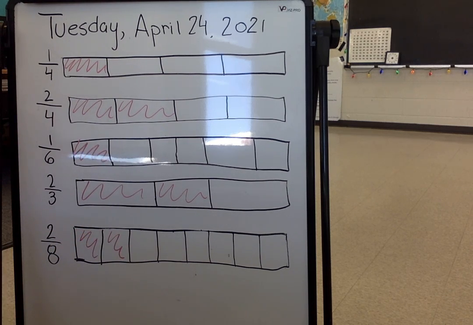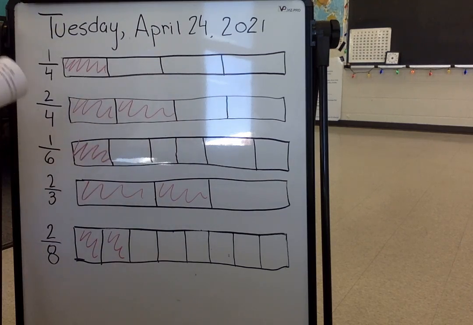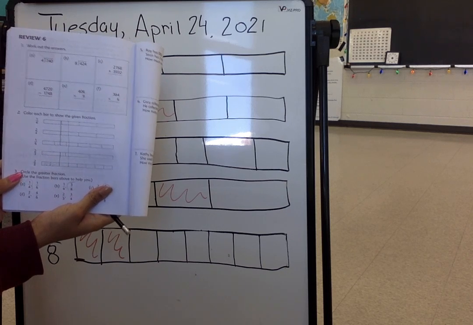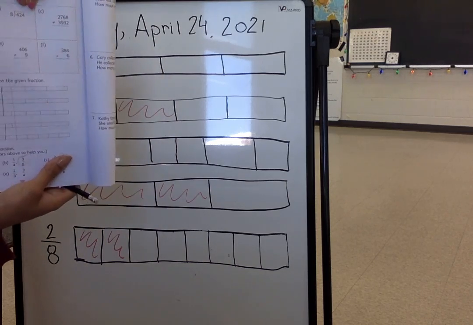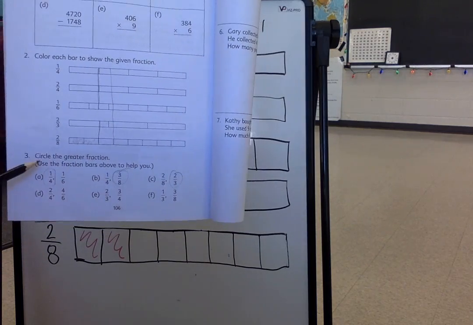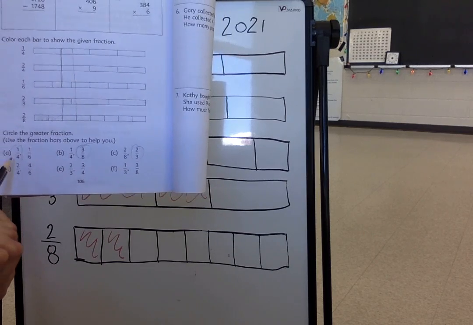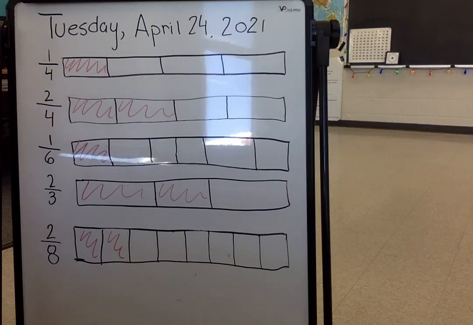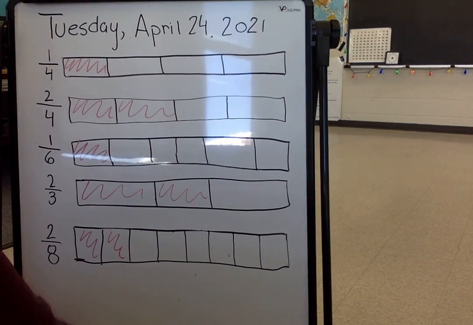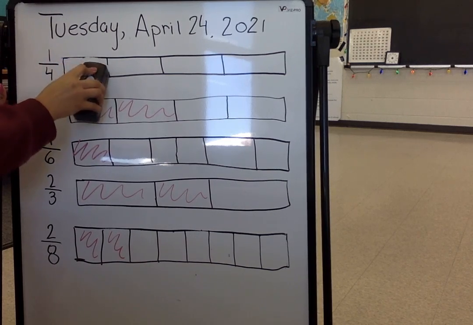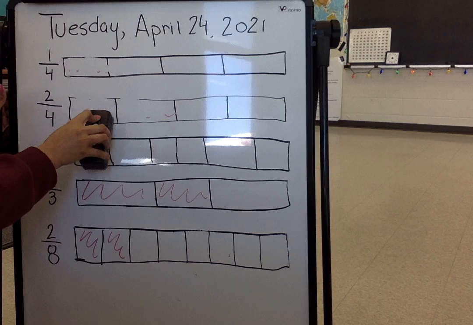Okay. Now, your second question says you need to use these bars to help you do the questions at the bottom, and you need to circle the greater fraction. The first one is circle the greater fraction. They're saying use this to help you. I'm going to bring my book closer and you'll see what I did. 1 over 4 is the bigger fraction, because we have 1 part which is colored. Which one's bigger, 1 over 6 or 1 over 4? Let's color 1 over 6 and 1 over 4 to see which one is bigger. They're saying use the bars to help you.